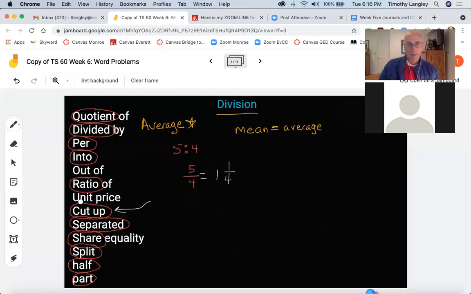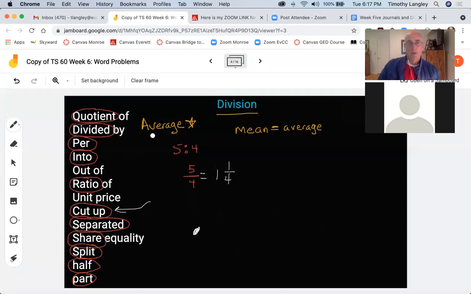But if they say cut up, if you cut up this, or you separated it, or you split, or if they said half, or parts of things, those are words that relate to division. Now, if you're going to say, hey teacher, what are the most important three that I should probably try to remember here?